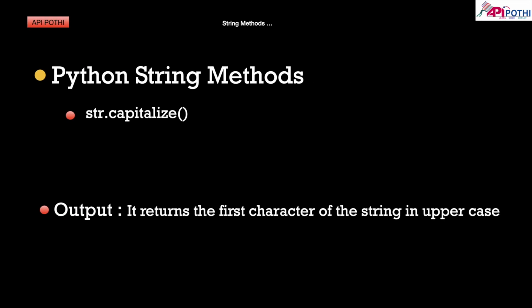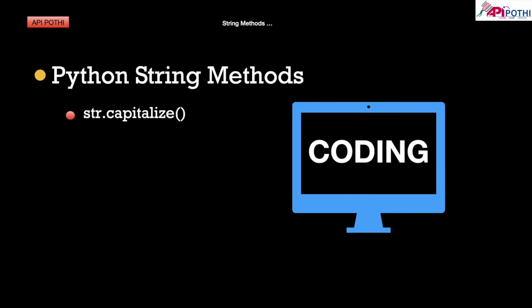Now coming to another method called capitalize. The capitalize method is also capitalizing the string, but only the first letter of the string. This is different from capital. Capital is doing it for all the characters, whereas capitalize is only converting the first character. Now coming to the IDE in order to understand the capitalize method in Python.